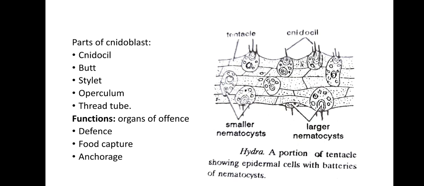It also helps in food capture. I said it is a structure which releases hypnotoxin. That means this hypnotoxin can paralyze its prey, the food animal. It can paralyze it, so that means it helps in capturing the food. Not only that, in certain cases it also helps in anchorage, in attaching the body. So these are different functions of the special cell found in Cnidaria, the cnidoblast.